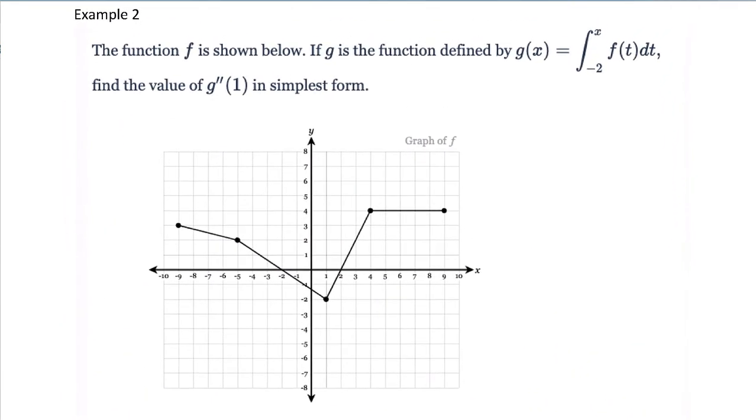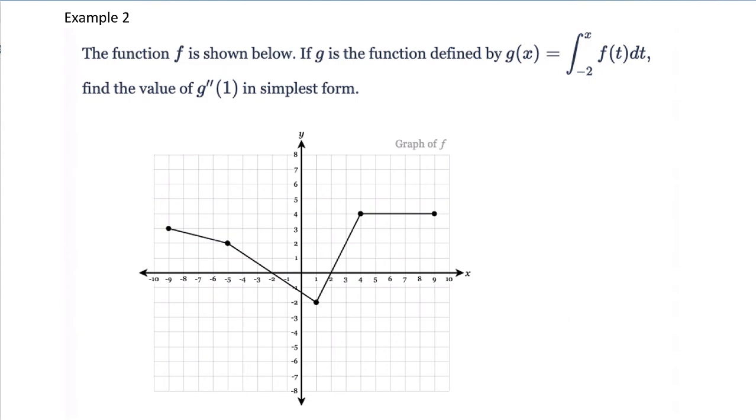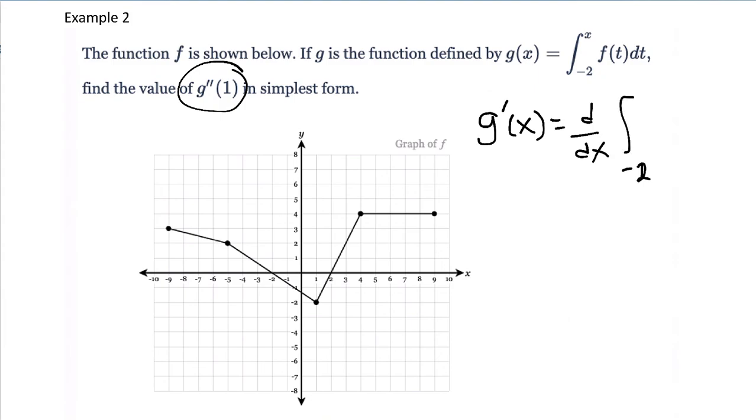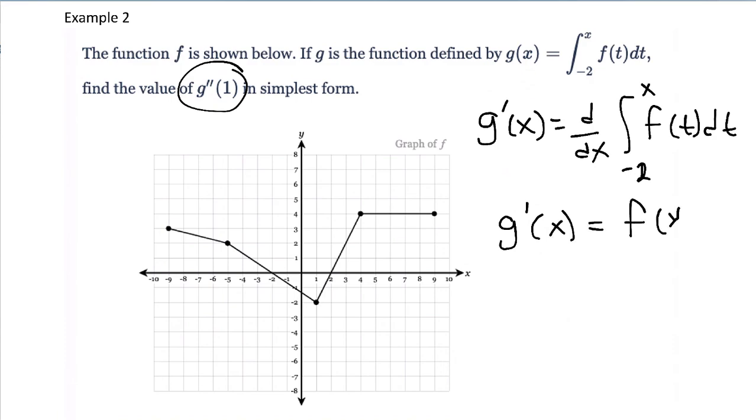Final example I want to do is this one. Now we're asked on this one what g double prime of -1 is. Well, g prime of x, again, would be the derivative of that integral. If you differentiate an integral, you should get just the normal function. So then, if you take the second derivative, if you differentiate it again, then you should get just f prime.